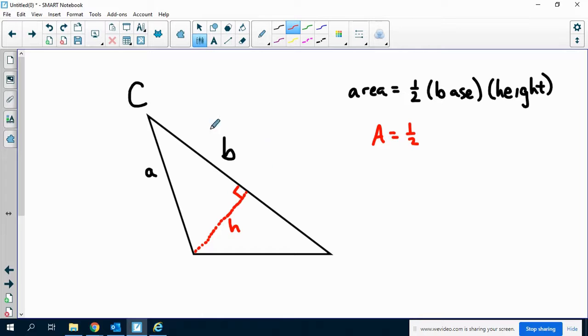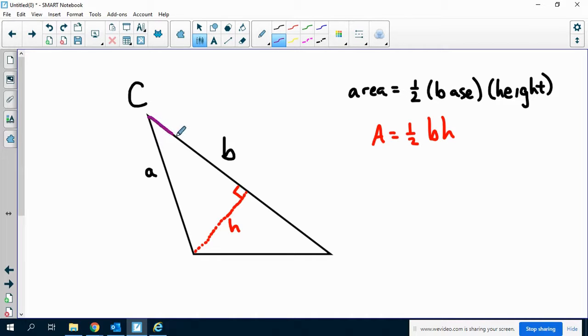Now, B I'm going to use as the base, and H I'm going to use as the height. But we don't know H. This is something that we're actually not sure what the length is because we were given A and B and whatever this angle is, but we were not given H. So I need to figure out what H actually is in terms of the things that I already know. So I do know this angle.